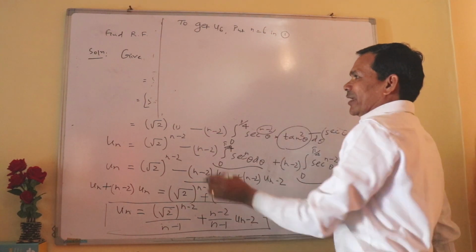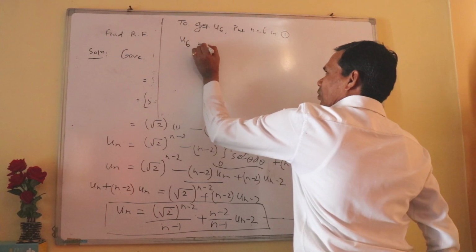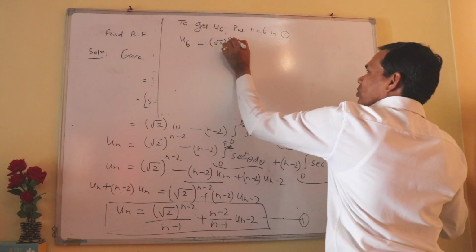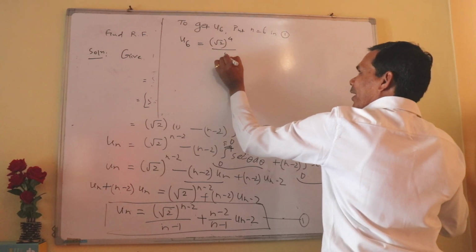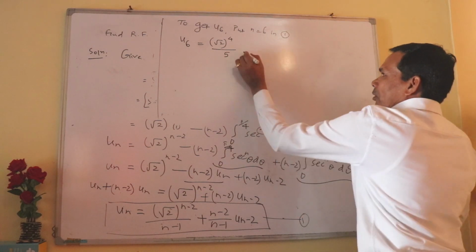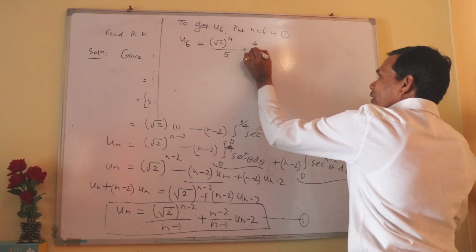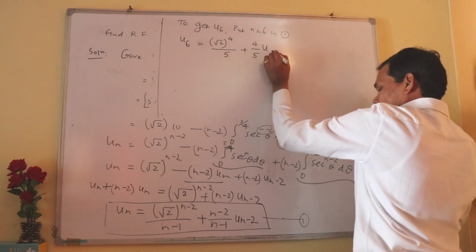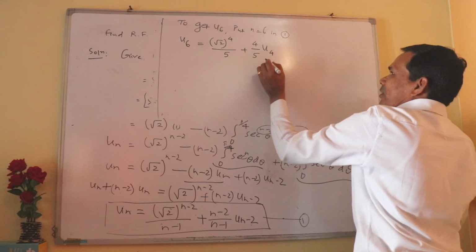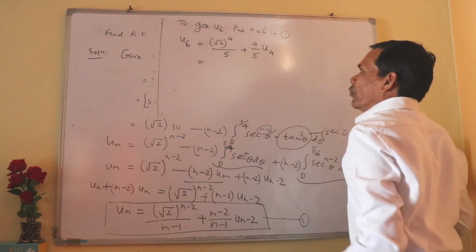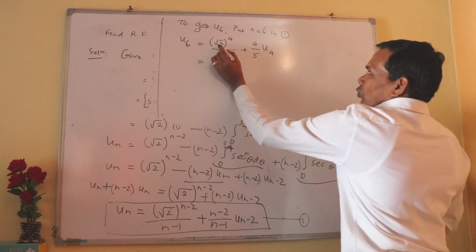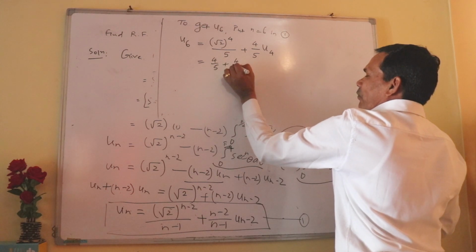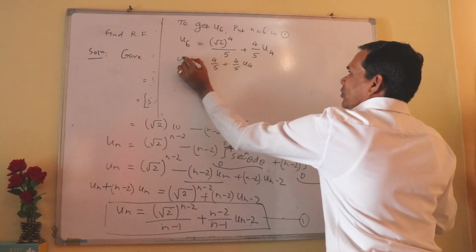So what happens if you are putting n is equal to 6? U6 is equal to root 2 bracket raised to 6 minus 2, means 4, divided by 5. 6 minus 1 is 5, plus 6 minus 2 is 4 divided by, this is again 5, and U6 minus 2 means U4. So this is actually root 2 bracket raised to 4, means root 2 square, means it is 4 by 5 plus 4 by 5 U4, and this is U6.